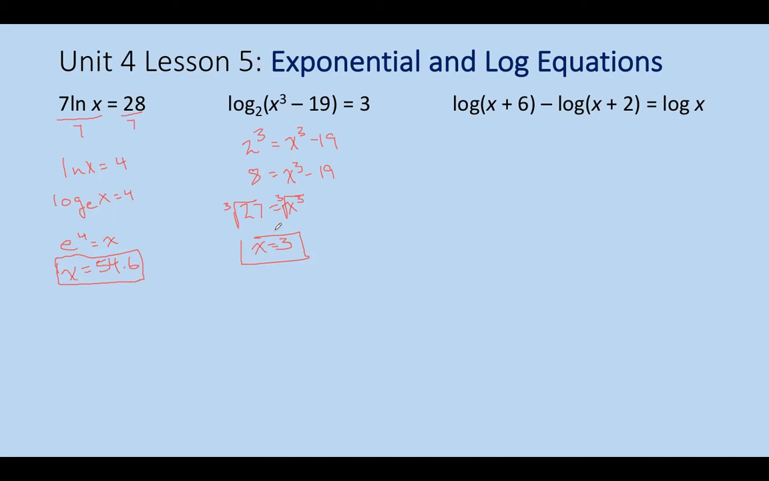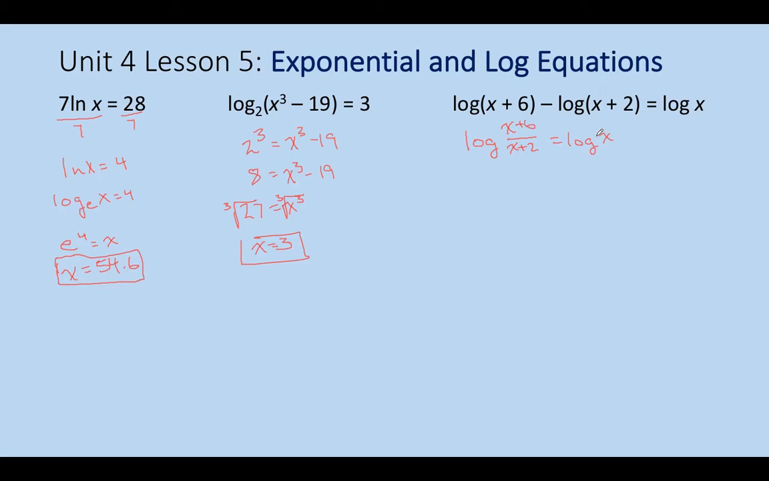All right, next one. We've got log of x plus 6 minus log of x plus 2 equals the log of x. Well, remember, again, our properties, shifting all these logs around. When I'm subtracting logs, it would be like I was dividing. Dividing and subtracting, subtracting. So I'm going to go backwards and say that this is actually log of x plus 6 divided by x plus 2 equals log of x.